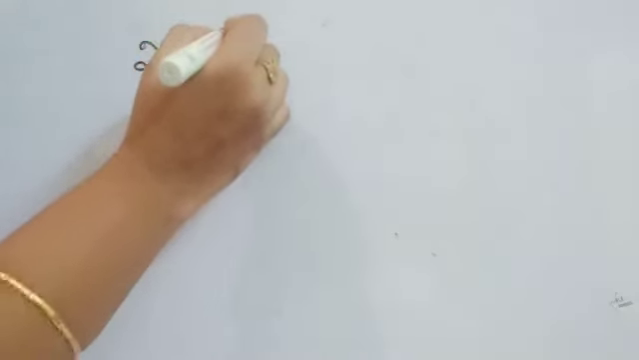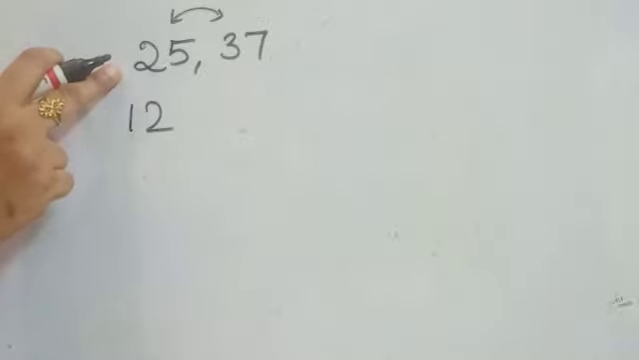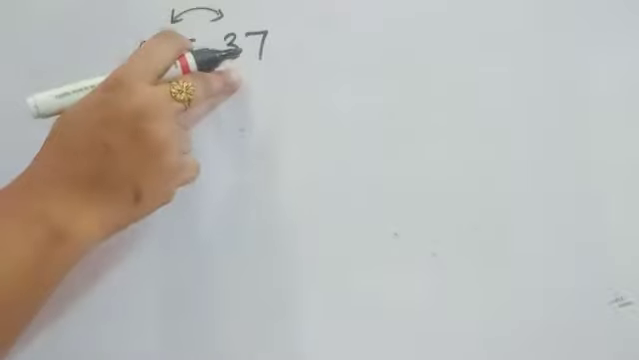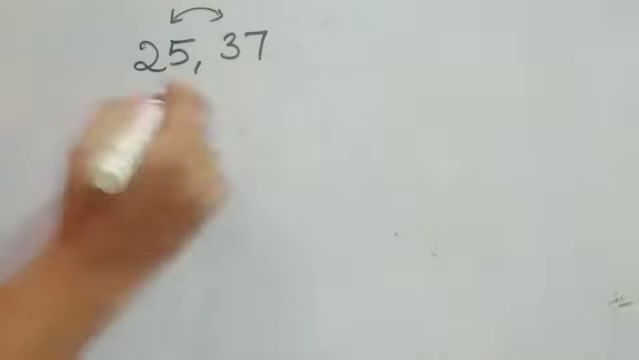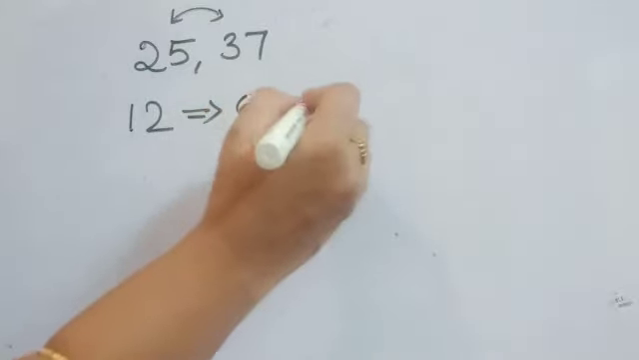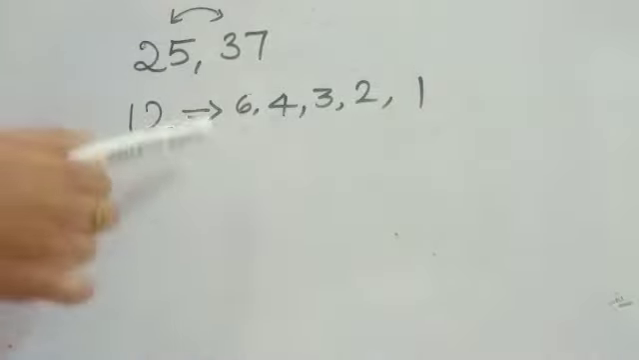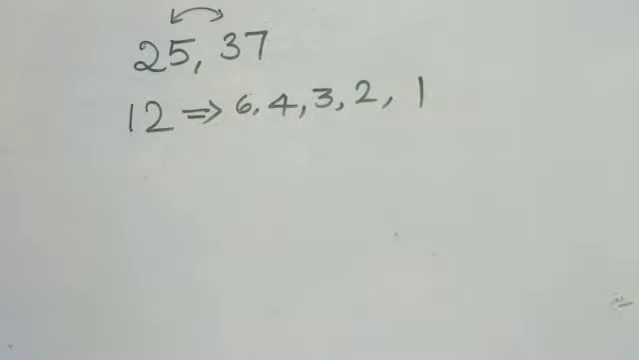The next set of numbers which I am going to take here is 25 and 37. So here if we find the difference between these two numbers, it is 12. Check whether 12 is a divisor of this 25. No, it's not a divisor, and it's not a divisor of this 37 either. So we need to write the factors of 12: 6, 4, 3, 2, 1. Since 12 is not a divisor of these two numbers, we need to check the other factors.